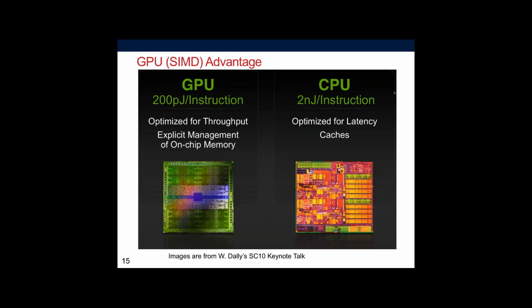So what's the difference between these two architectures? On the left side is a GPU, and on the right is a CPU. Basically, current CPUs are designed to optimize for latency. A single core of the CPU operates on single data elements, and it's really designed to give a fast response to a single problem. On the other side, GPUs are really optimized for throughput.